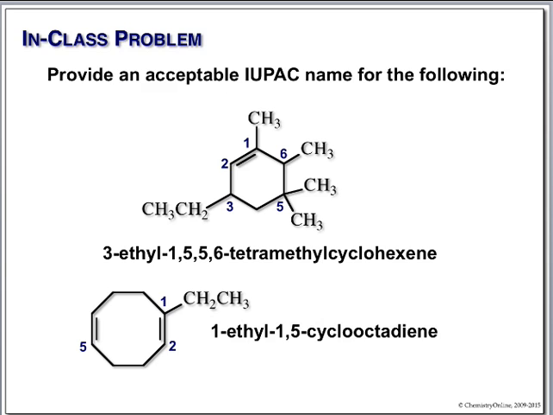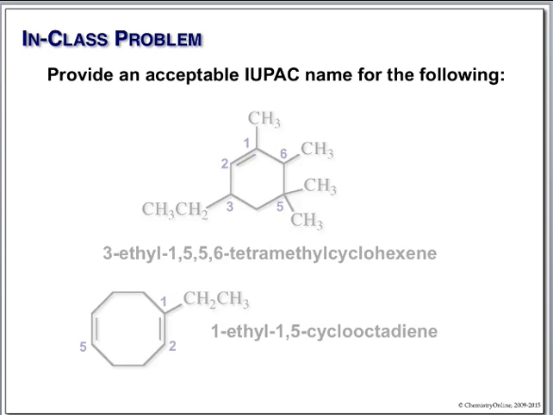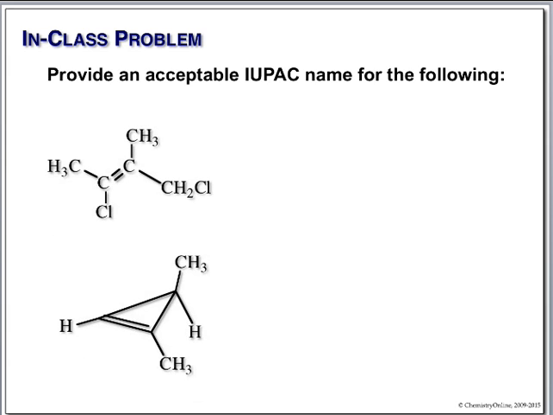Ethyl group in carbon 1, 1,5-cyclooctadiene. All right, two more and then we're done.